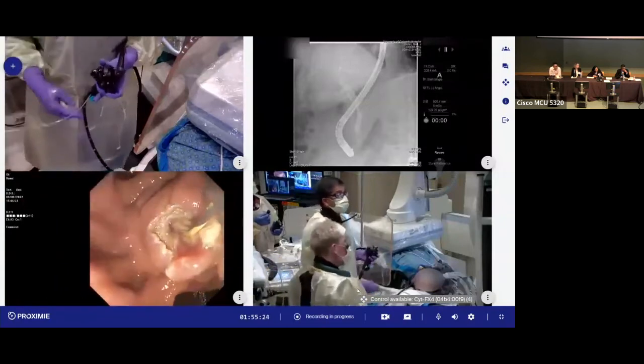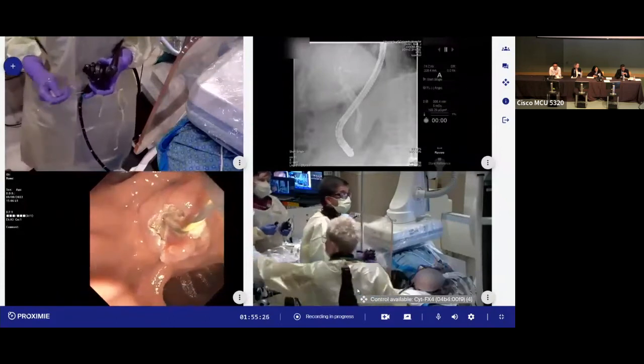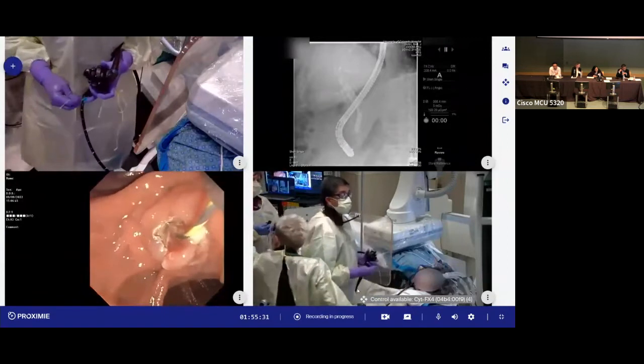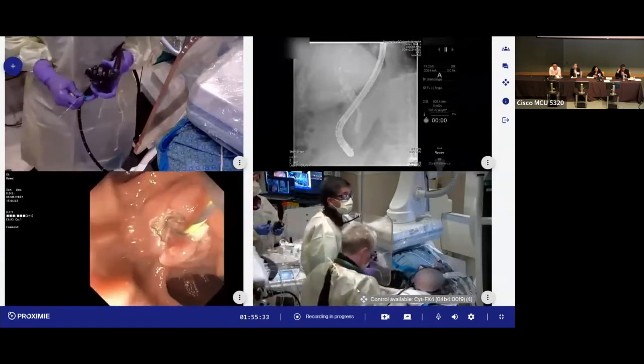Okay. So if I use a 10 to 12, I would say this is about a 4 or 5 millimeter cut maybe. And then we're going to do the balloon dilation. Does that seem reasonable or should I cut more? What do you think, Paul?